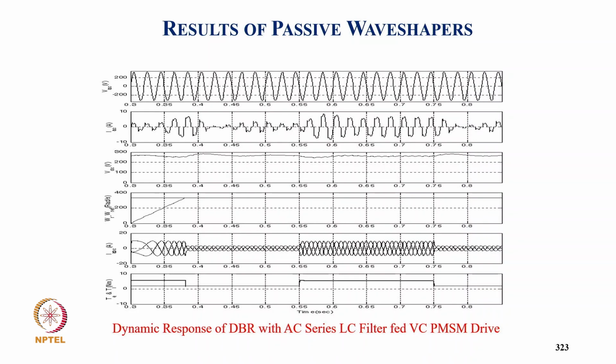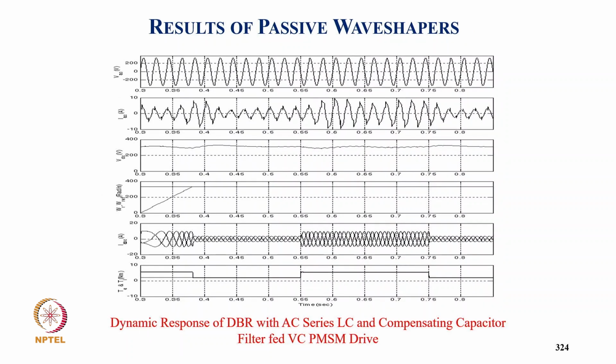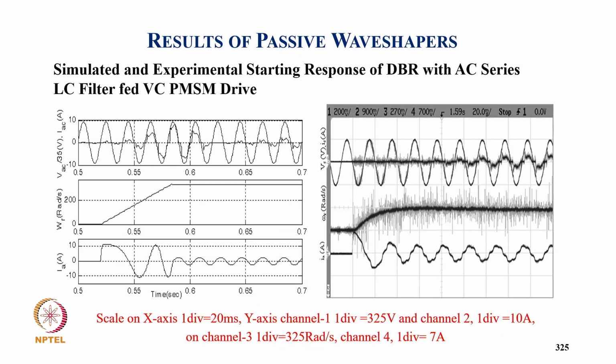And this is the response with the AC series filter with vector control induction motor drive. You can see the supply current during starting, steady state operation and load application and removal. And this is the response of the AC series LC and compensating capacitor fed drive, how the supply current is improved during starting, steady state operation, application of load, removal of load. And this is typically the case of starting with the diode with the AC series LC filter and vector control drive.